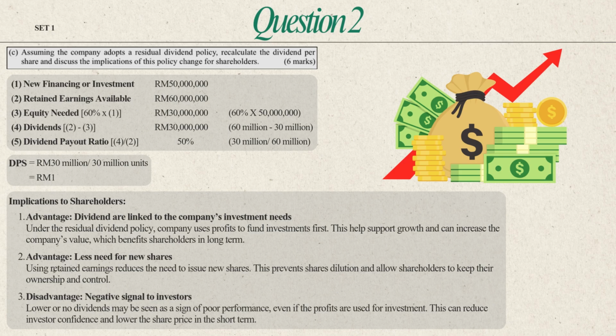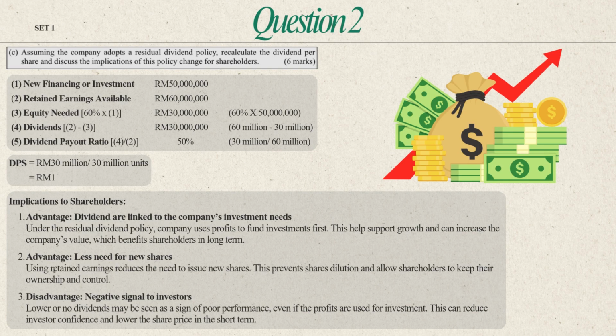For C, we need to calculate the dividend per share if the company adopts a residual dividend policy. Under this model, the company will prioritize its investment needs first. The planned capital expenditure is 50 million ringgit, the retained earning available is 60 million ringgit, and then to get the equity needed, 60%, which is the equity ratio, times the planned capital expenditure, 50 million ringgit. Then, the dividend to be paid is retained earning 60 million ringgit minus the equity needed 30 million ringgit. To get the dividend per share, dividend payment 30 million over 30 million units of shares outstanding, the answer will equal 1 ringgit per share.